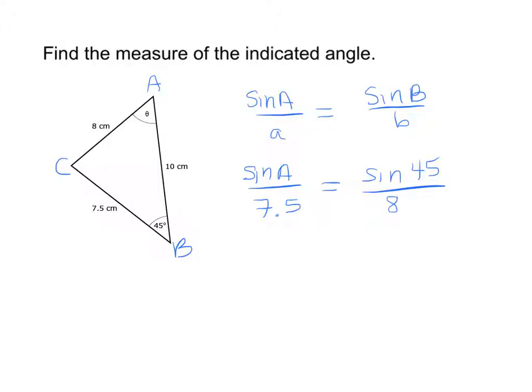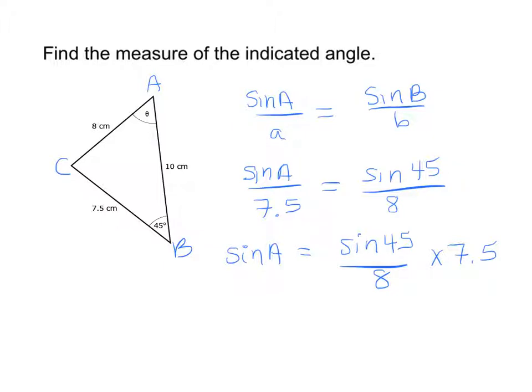And so we need to isolate the sine A. So we do that by multiplying by 7.5. So we have sine 45 over 8 multiplied by 7.5. When I do that on my calculator, I get 0.66291267. So yeah, I could round that to 0.66. Do you think the measure of that angle is 0.66?